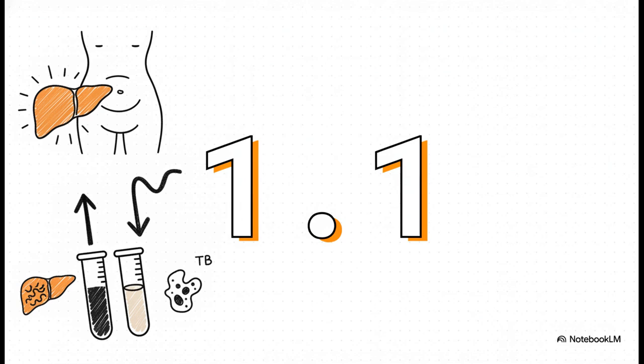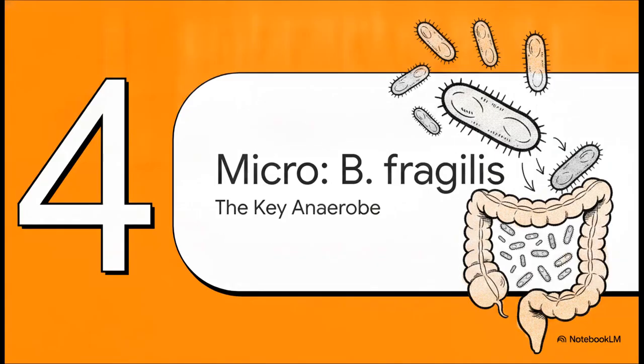An easy way to remember this? High SAG means high pressure. If the SAG is less than 1.1, that points you away from cirrhosis and towards something exudative, like malignancy or TB. All right, let's pivot to high-yield microbiology, specifically Bacteroides fragilis.